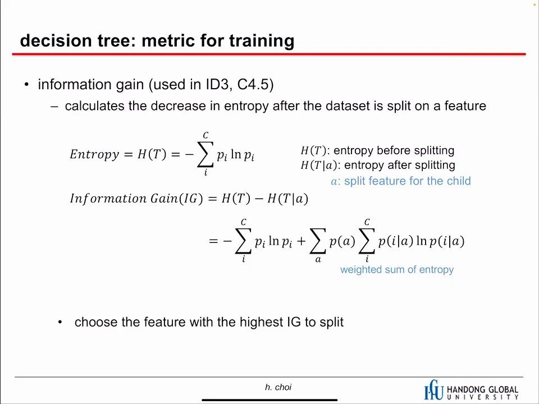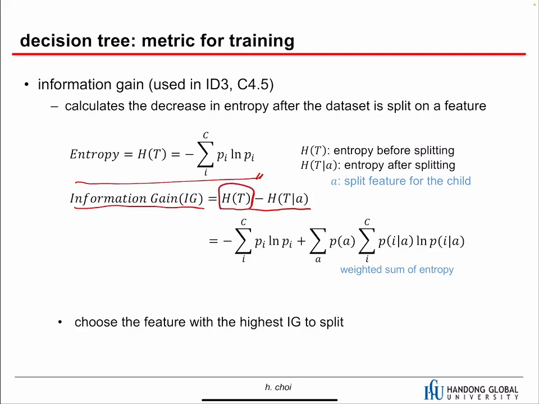So that's why in ID3 or C4.5 they use information gain. They calculate the decrease in entropy after the data set is split on the feature. So this one is entropy, as you know. And then information gain is the difference between these two entropies.